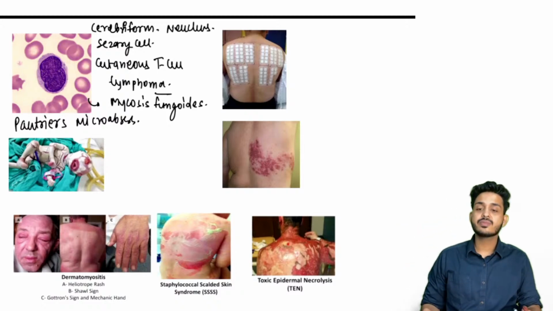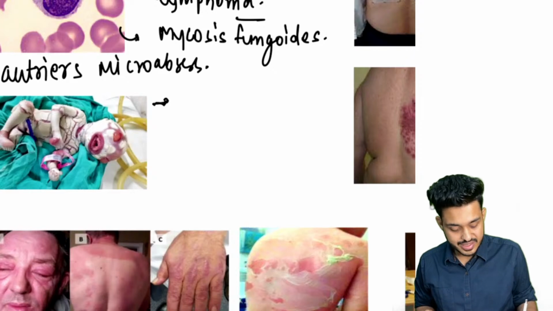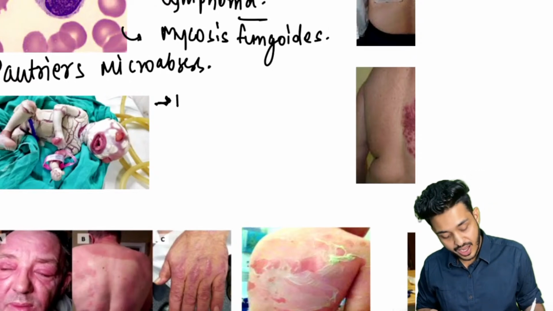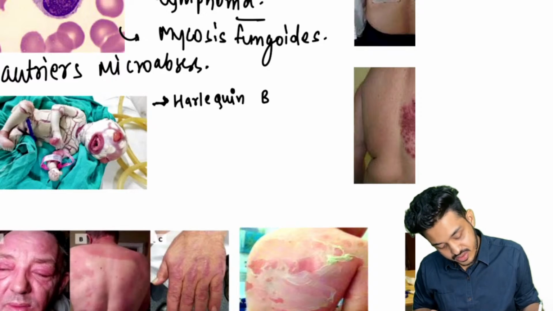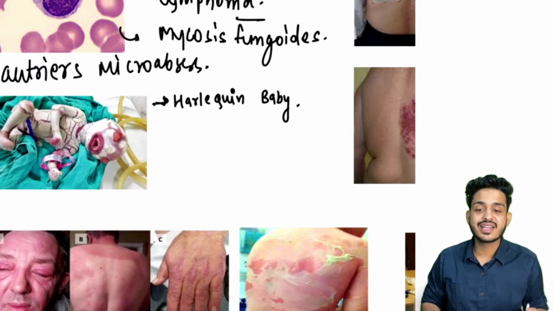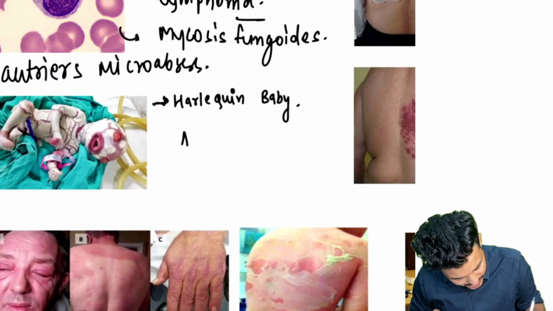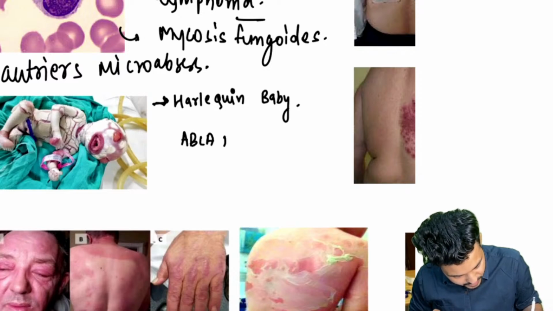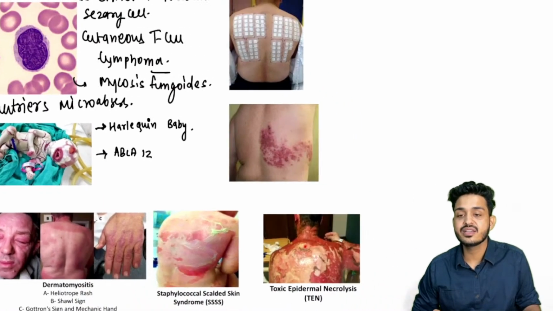Okay, so that would be Portier's microabscess. Identify this image. This is the image of Harlequin baby. And what is the gene that is mutated over here? The gene that is mutated over here will be ABCA12.